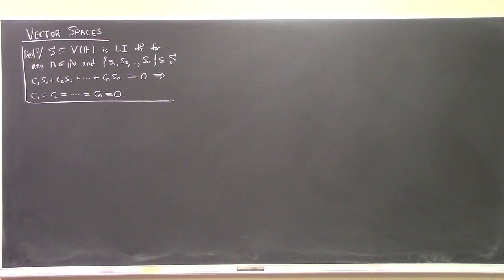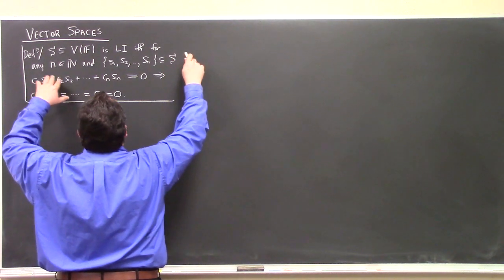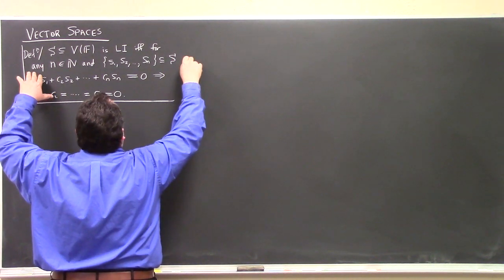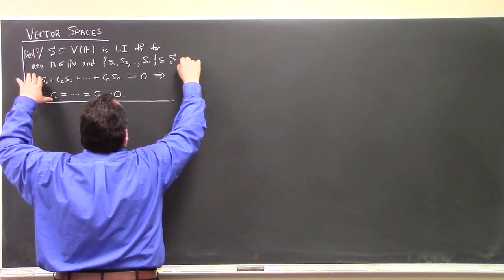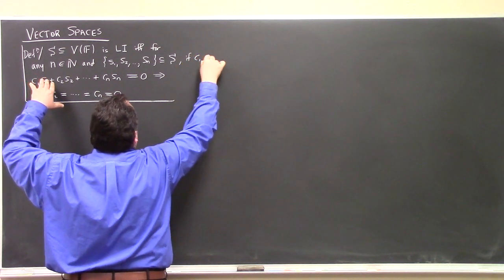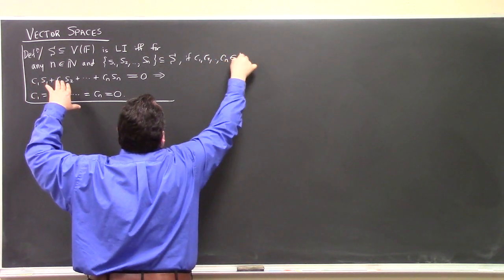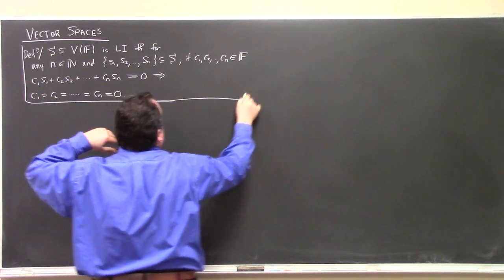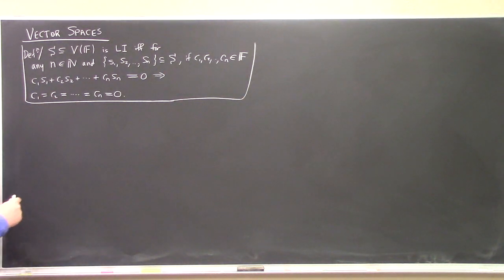In other words, a subset of a vector space is linearly independent if and only if any finite subset of that set has the property that when you take a linear combination, and I should clarify here, I do need c1, c2, ..., cn to be in the field, right? Okay. So if any finite F-linear combination of elements of S gives you 0, it implies it's the 0 combination. That gives us linear independence of S.